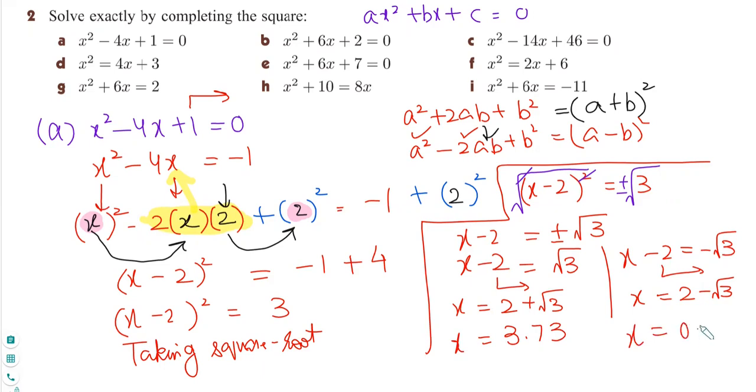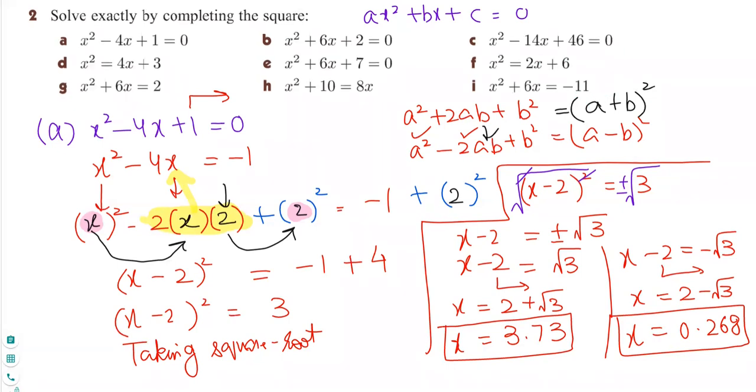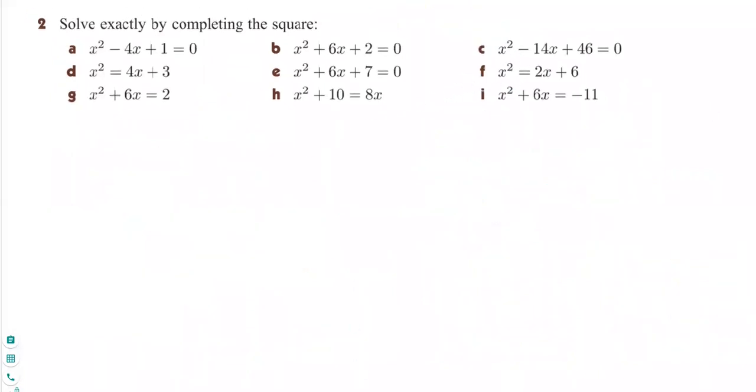And this will be 2 minus square root 3. X is equal to 0.268, right? So these are the roots of the given quadratic equation. Got it? Okay, we try another question. Like I part. I'm going to try I part.